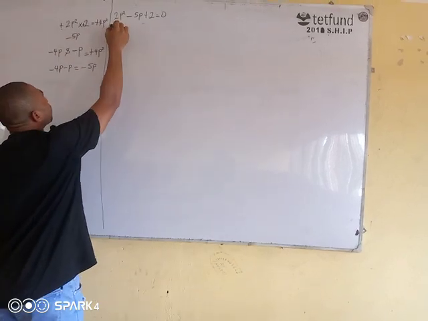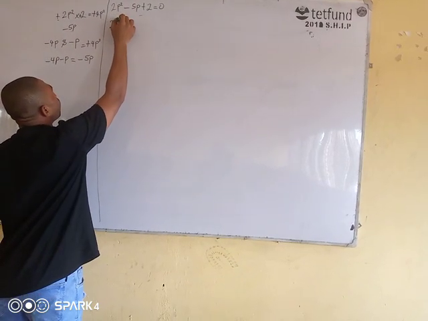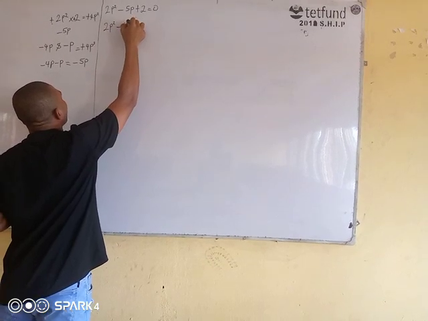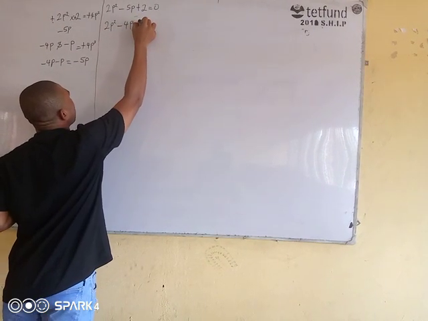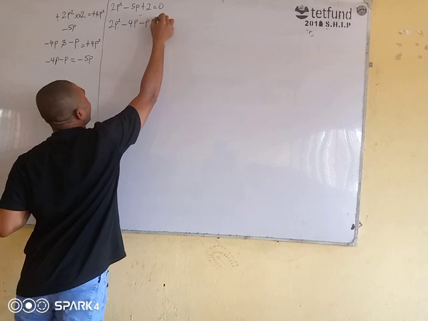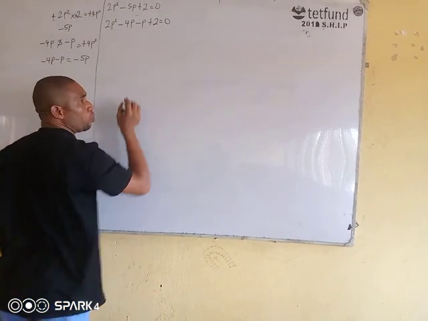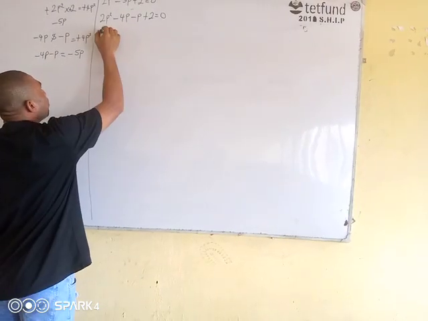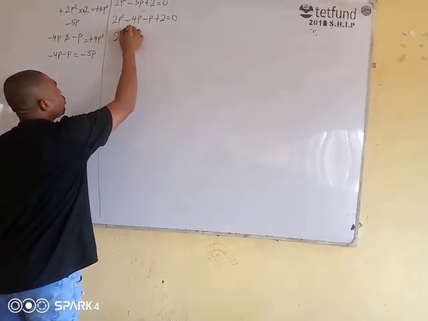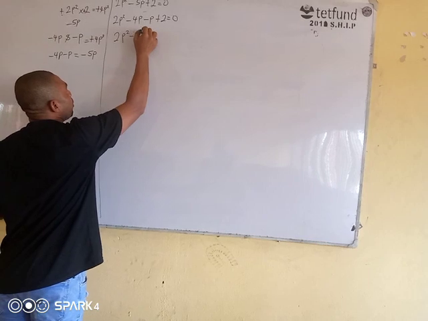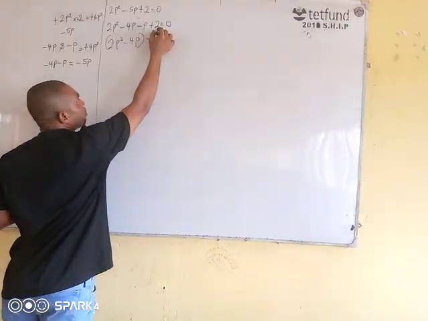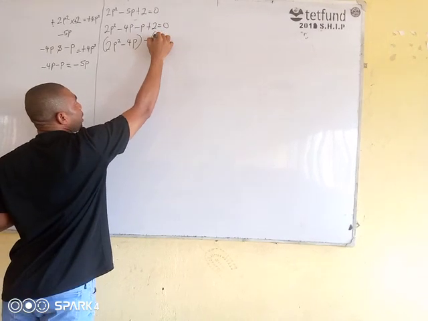Meaning, we're going to have 2p squared minus 4p minus p plus 2 is now equal to 0. Now I'm going to segregate them in a bracket. Meaning I'm going to have 2p squared minus 4p. Enclose them in a bracket. This minus sign is out. Open up the bracket. P.